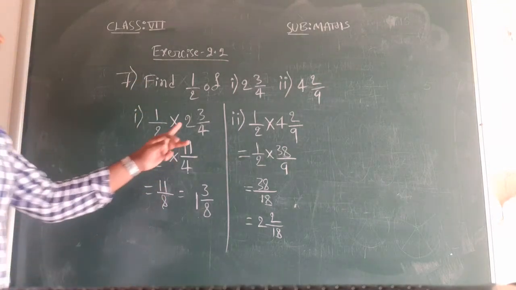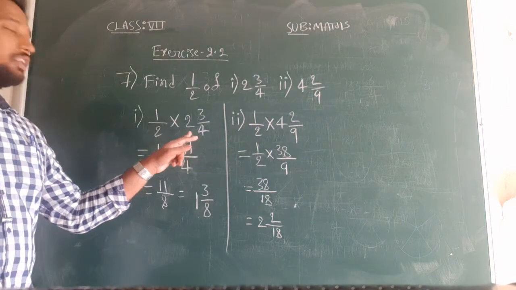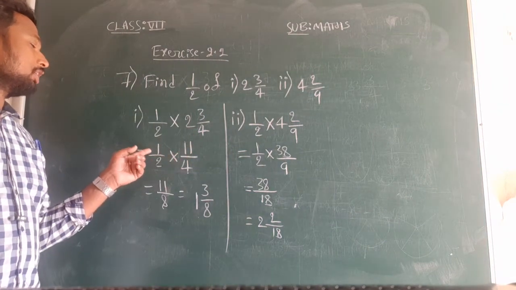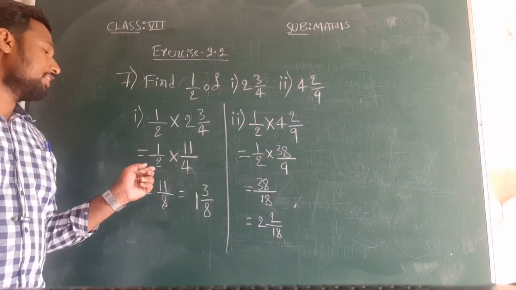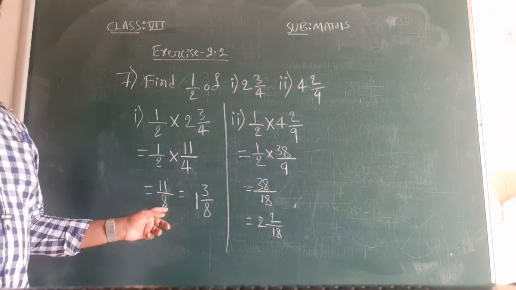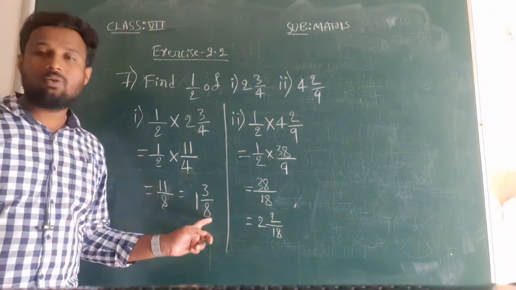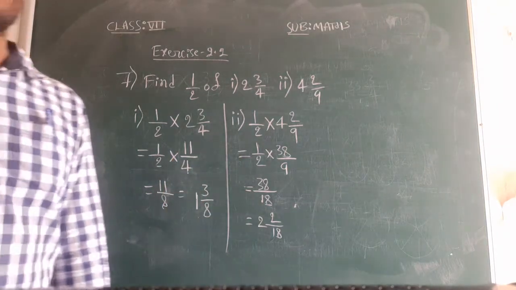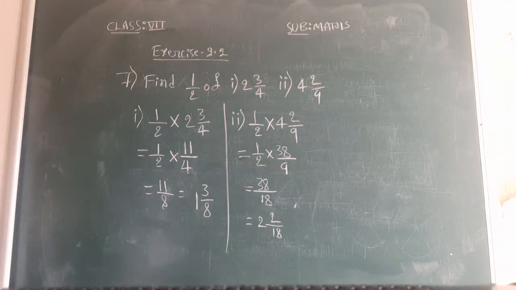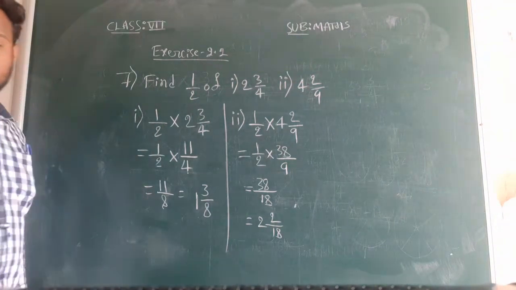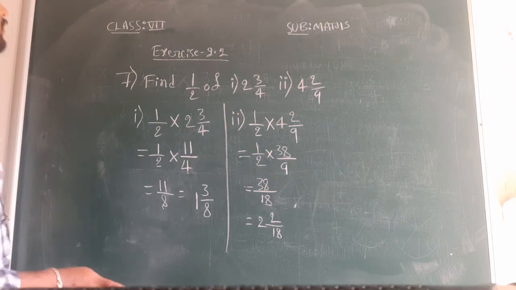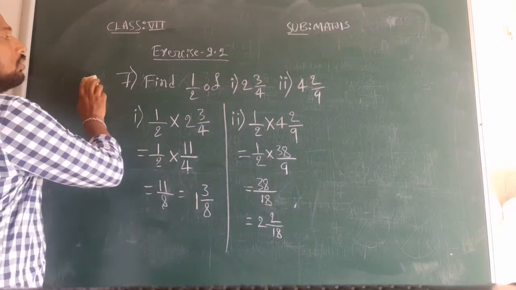Just convert the mixed fraction to an improper fraction and multiply the numerator values and denominator values. Then after getting this product, convert that to a mixed fraction. Okay. So now I will move to the next question. That is the last one, the 8th question of this exercise 2.2.